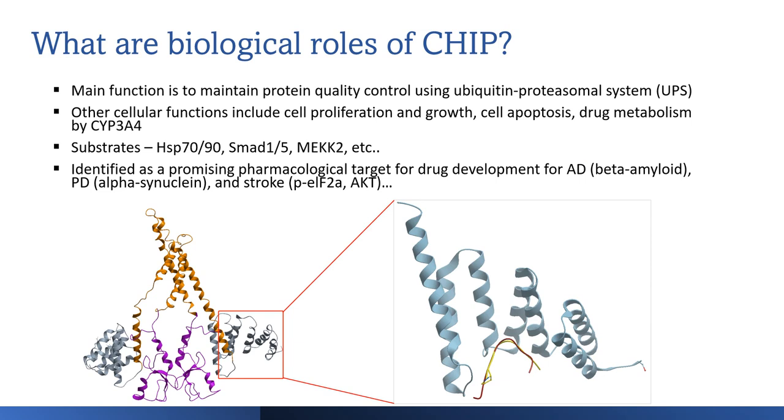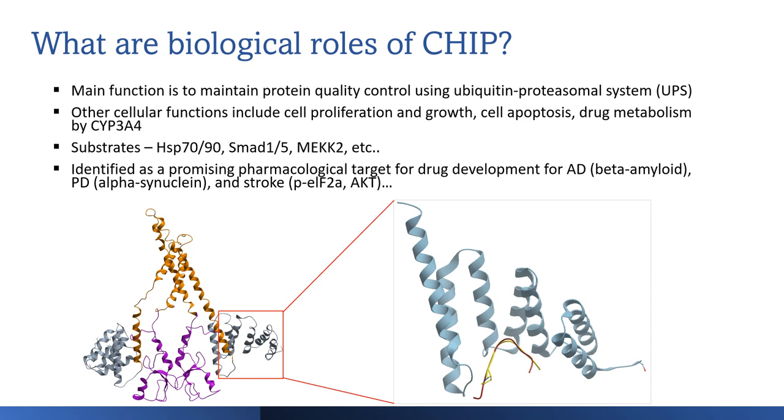CHIP has several biological functions. Its main function is to maintain protein quality control using the ubiquitin proteasomal system. In addition to this, it can also regulate some other cellular processes, including cell proliferation and growth, cell apoptosis, and drug metabolism by CYP3A4.